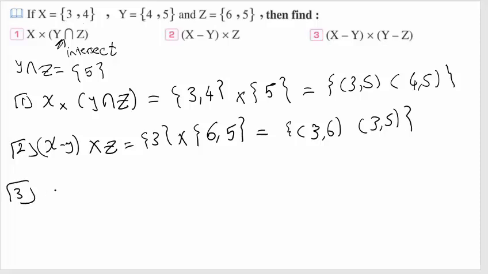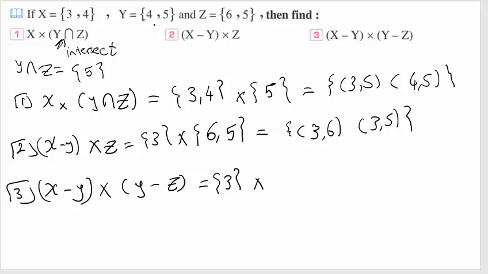The last one, x difference y multiplied by y difference z. X difference y, as we said, it's 3. Y difference z, 4 and 5, 6 and 5. What is the element which lies in the set y and doesn't exist in the set z? I think it's 4. So don't write 3 multiplied by 4 equals 12. I'm not doing a multiplication operation. I'm finding their Cartesian product. So it will be an ordered pair inside the set: 3 and 4.